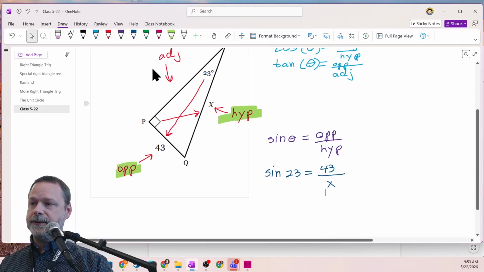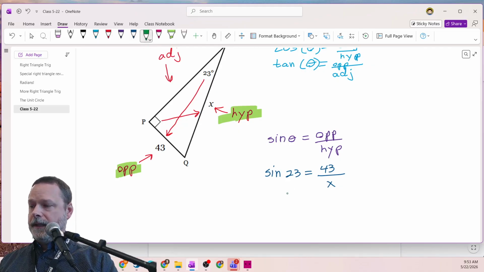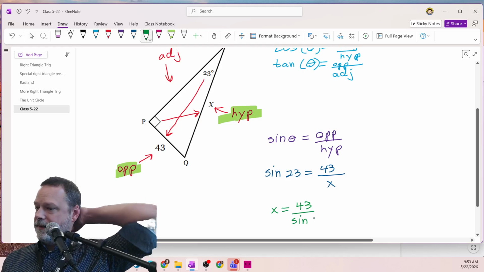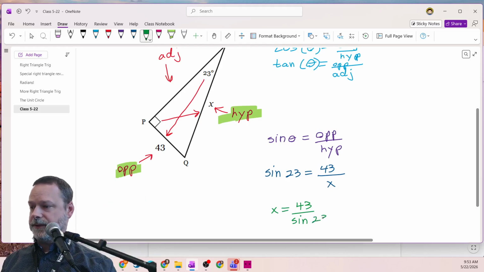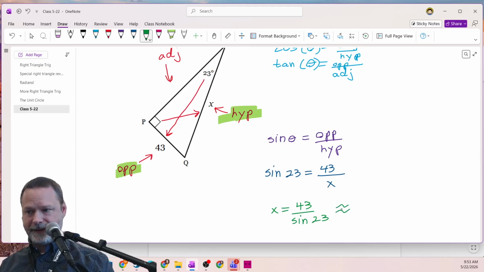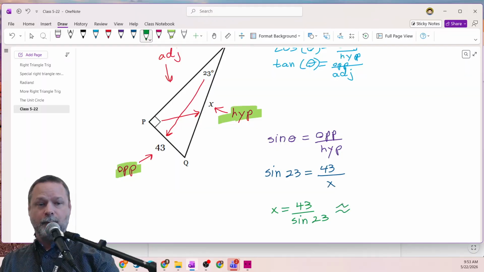Then I solve the equation. I've done these enough to know that immediately x is going to be 43 over sine 23. If it helps, just multiply both sides by x and then divide both sides by sine 23. And this is what you get. This is my answer, the exact answer. If I wanted an exact answer, I'll just say that's what x is.